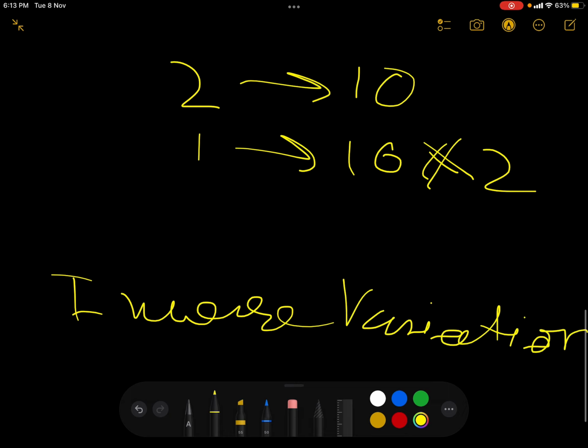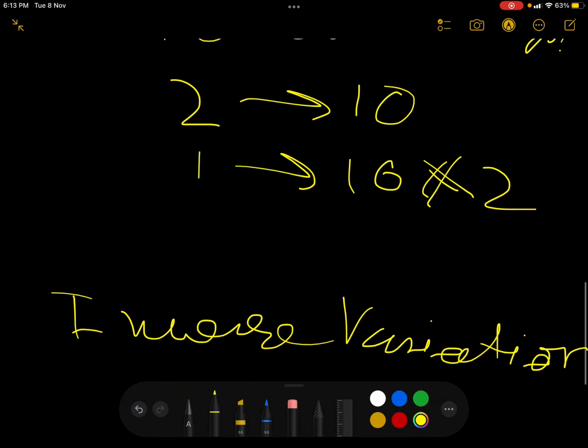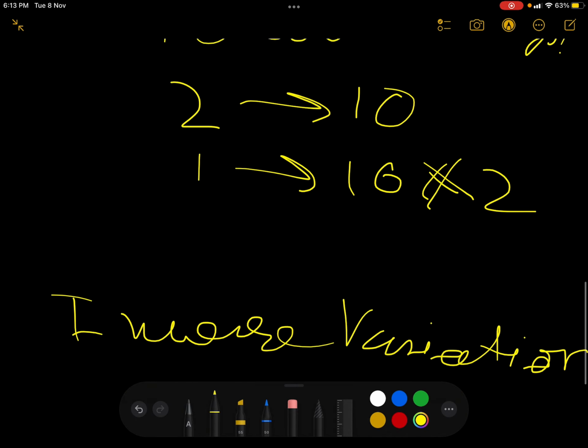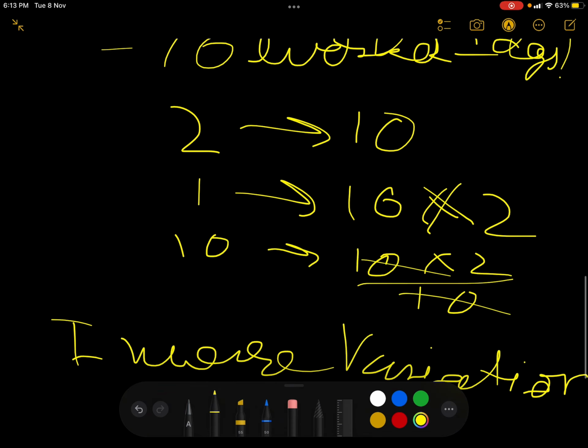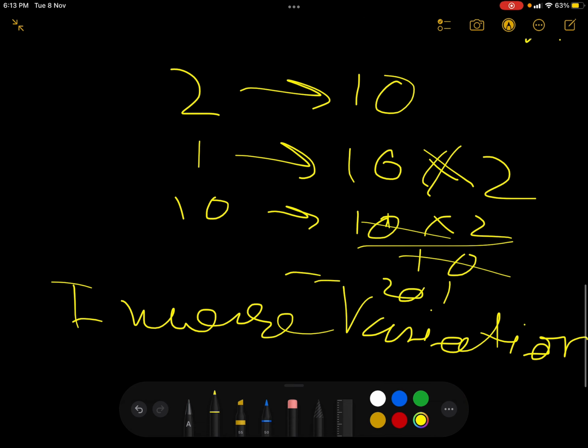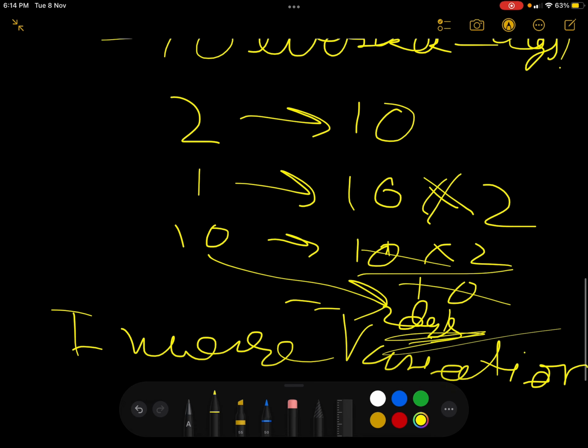I'll explain it further. So for 2 workers, it was 10 days. For 1 worker, it is 10 into 2, that is 20 days. And for 10 workers, it will be 10 into 2 upon 10, that is, it will be 2 days. So the more the number of workers, the less the number of days, and the less the number of workers, the more the number of days.